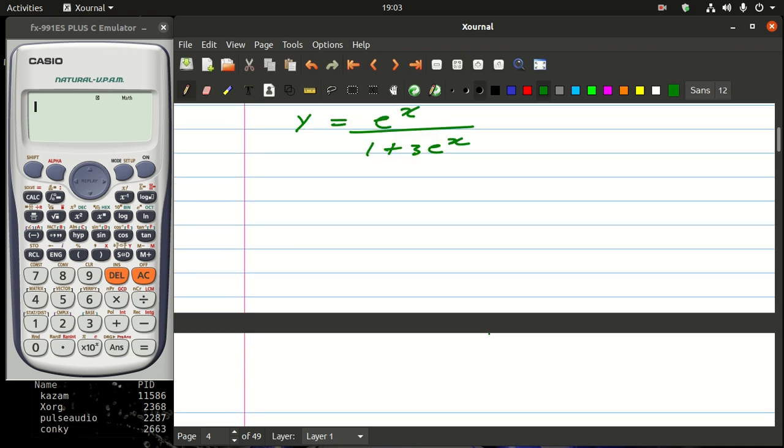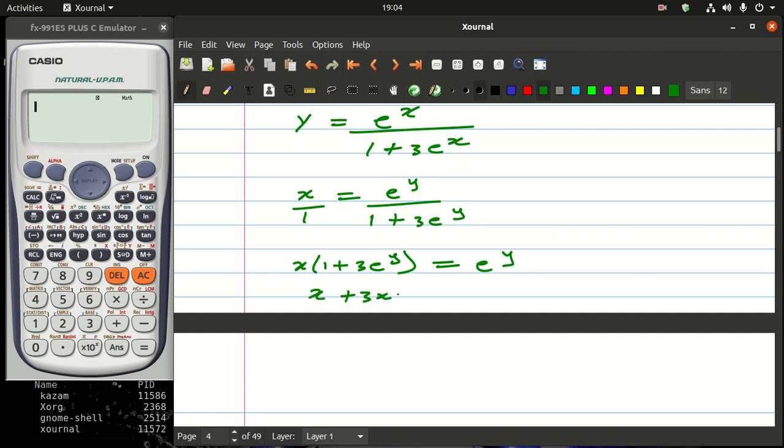And then the second thing, I want to interchange x and y. Where there is x, I'm going to place in y, and where there is y, I'm going to place in x. So I have x equals e to the power y over 1 plus 3 e to the power y. And then after that, I want to cross multiply. Cross multiplying is just saying I'm going to have x into 1 plus 3e^y, because here there is a 1, then that side I will have e to the power y. And then expanding this, I will have x plus 3xe^y, which is equal to e^y.